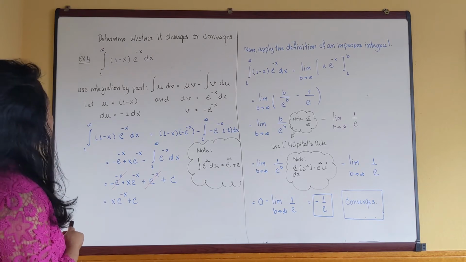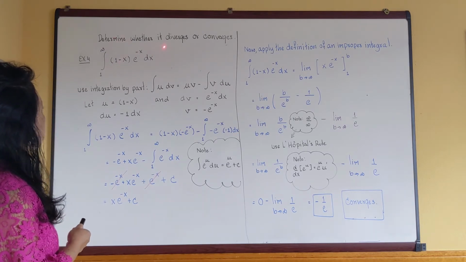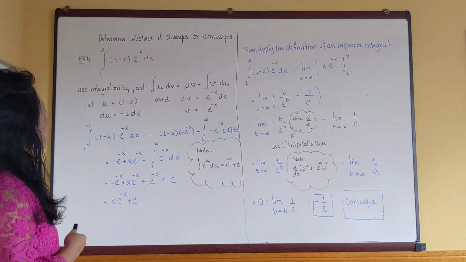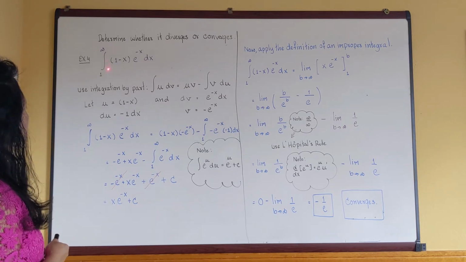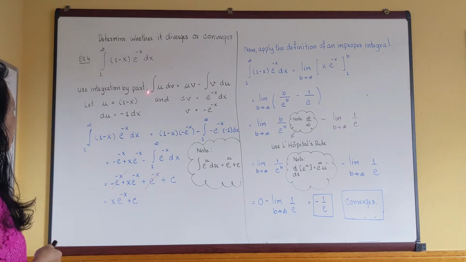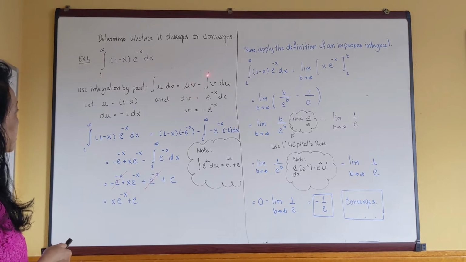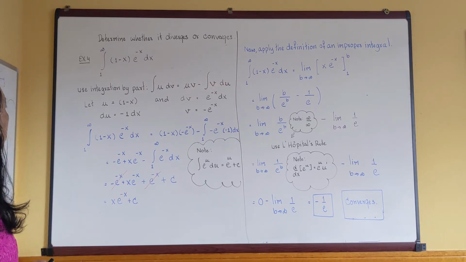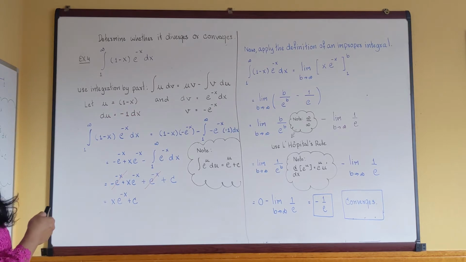Example 4. Again, we want to check if this integral diverges or converges. I'm going to use integration by parts, which is the integral of u dv equals u times v minus the integral of v du. I'm going to let my u be 1 minus x, so my du will be negative 1 dx. So my dv will be the rest, which is e to the negative x dx.